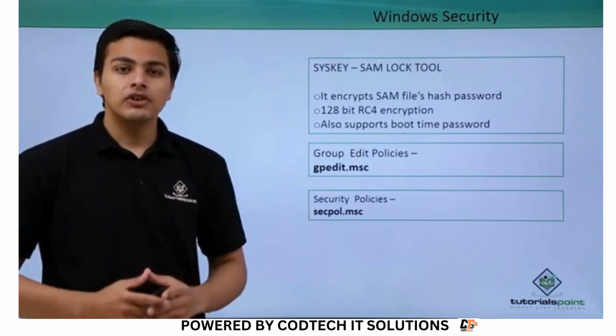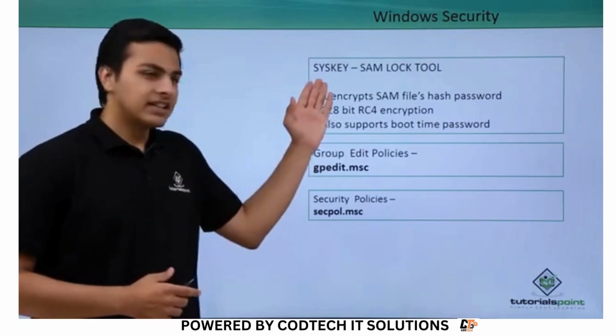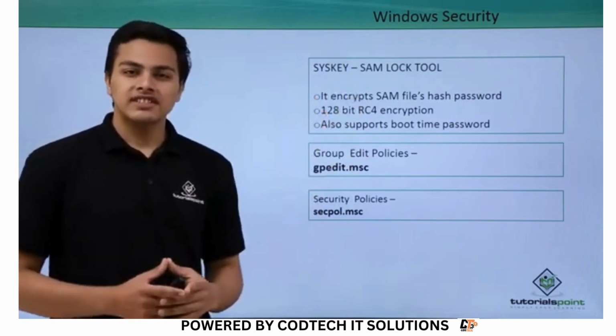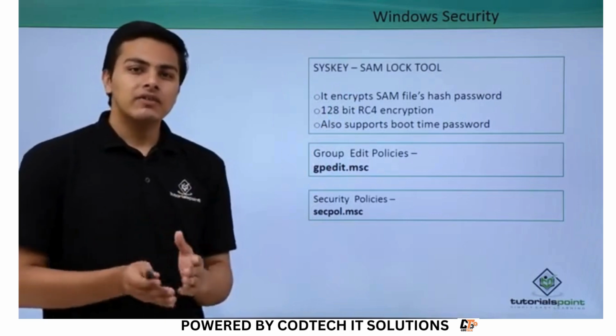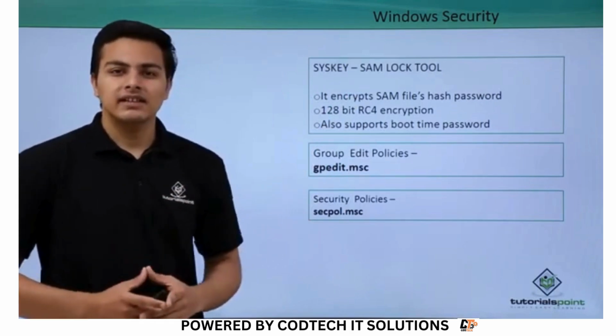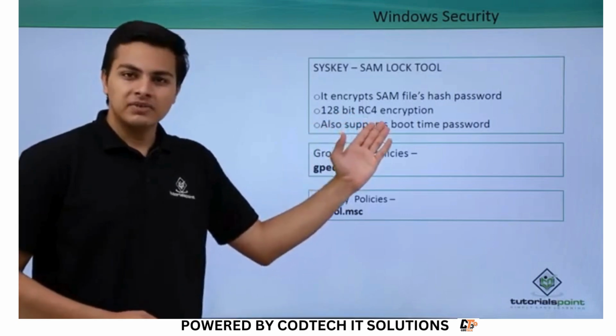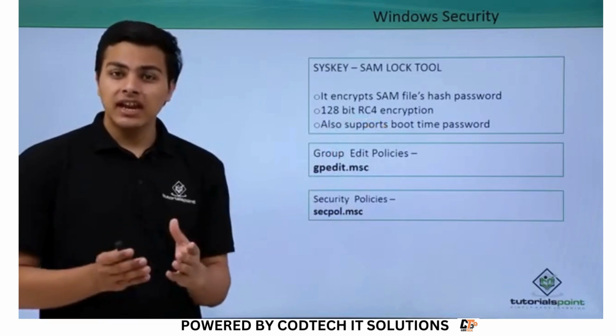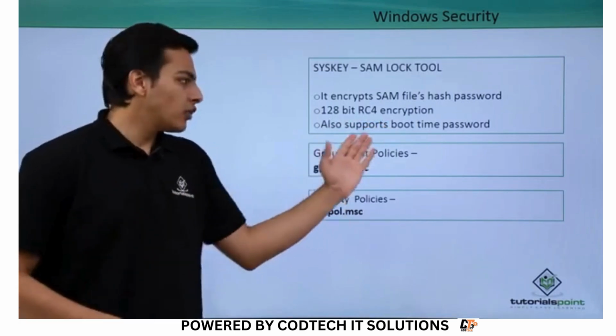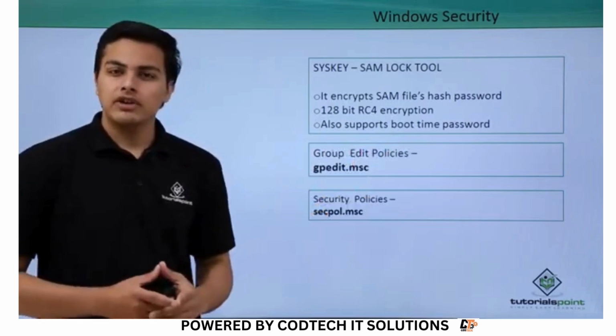So there is one small utility in Windows called SysKey. SysKey stands for system key, and with the help of this utility we can encrypt the passwords which are present inside the SAM file, and SysKey supports 128-bit RC4 encryption. And by using SysKey, we can also add one more boot time password in order to protect our Windows operating system.